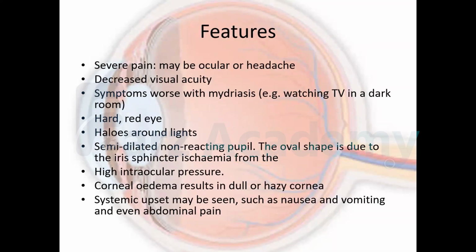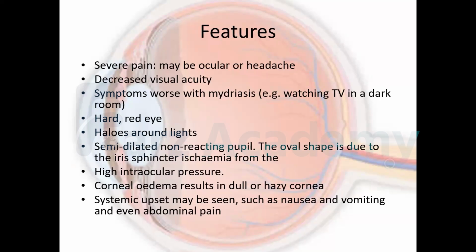Coming on to the features, here the patient will be presenting with severe pain. It can be ocular as well as severe headache, usually retro-orbital. There will be decreased visual acuity. Vision disturbances will be there because of the angle closure glaucoma and raised IOP. Symptoms are worse with mydriasis. Whatever the eye pain or visual disturbance is, it will worsen with mydriasis. The eyes are usually red and congested. They're very hard. Halos are seen around the lights, when the person is looking at a light source.